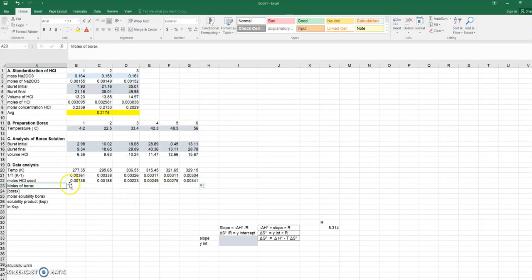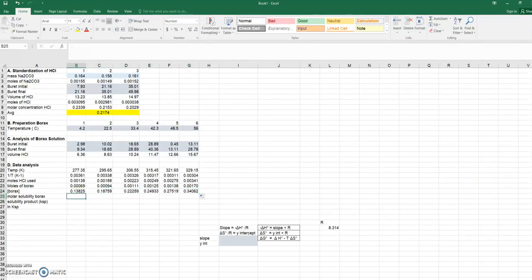So for moles of borax that is used, there's a 1:2 ratio. So this is just going to be the moles of HCl used divided by 2. And then again, you can just copy those across here. And then the concentration of borax is going to be the moles of borax divided by the 0.005. And that was the 5 mils that you titrated. So again, just copy and drag those across.